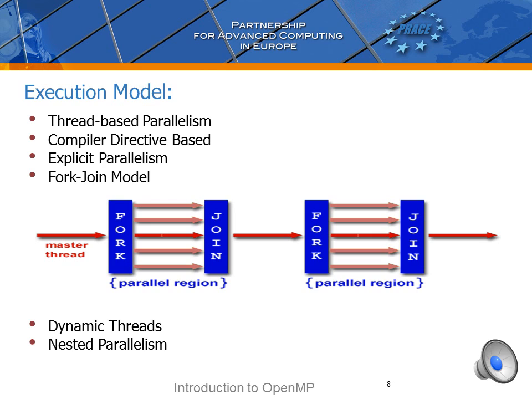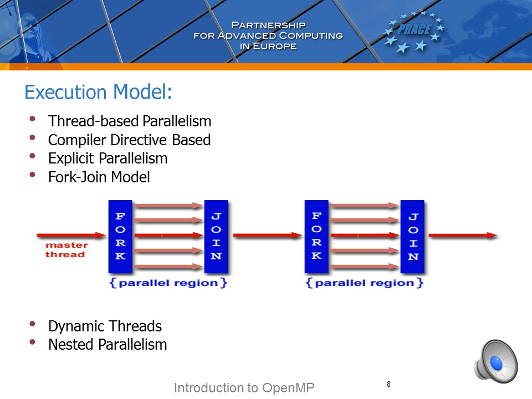OpenMP uses the fork and join model to create multi-threaded applications. In this model, when the program begins execution, only the master thread is active. The master thread executes sequentially until the first parallel region construct is encountered. At this point, it forks additional threads. The master thread and new threads work concurrently through the parallel region as a team.